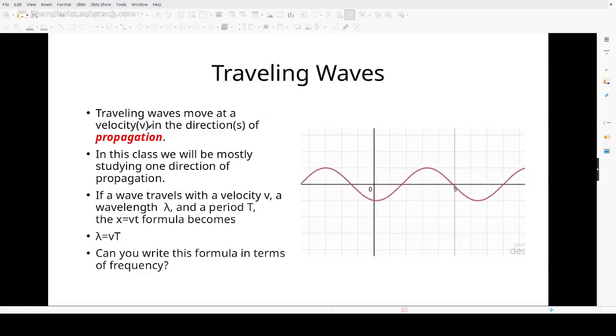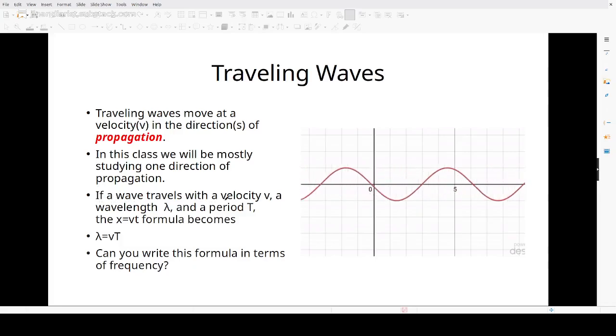Traveling waves move at velocity in the direction of propagation. In this session, we're discussing one-dimensional propagation. The water waves in the first slide were two-dimensional, going horizontally and vertically. Sound waves are three-dimensional, because wherever you are in space, you can still hear sound.